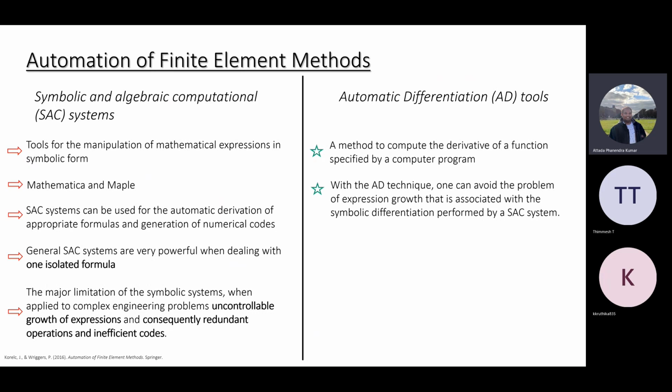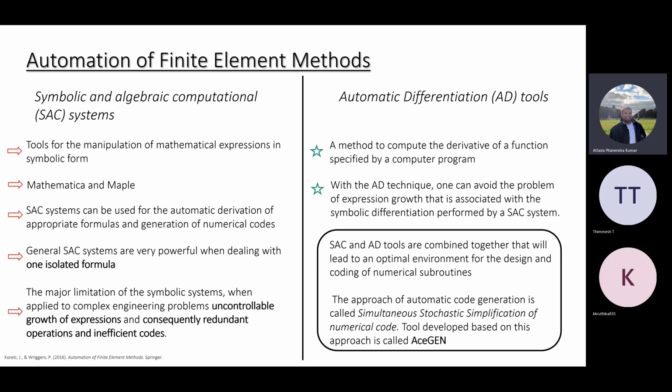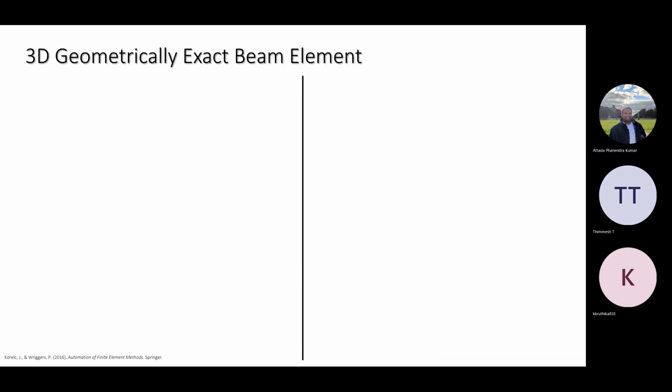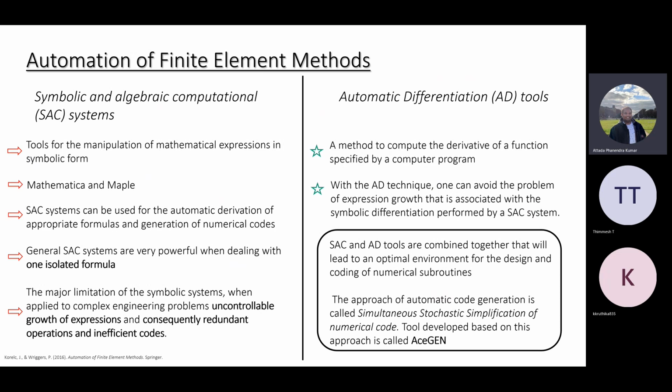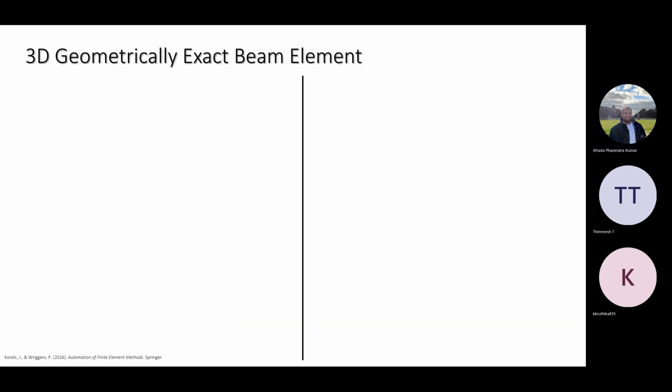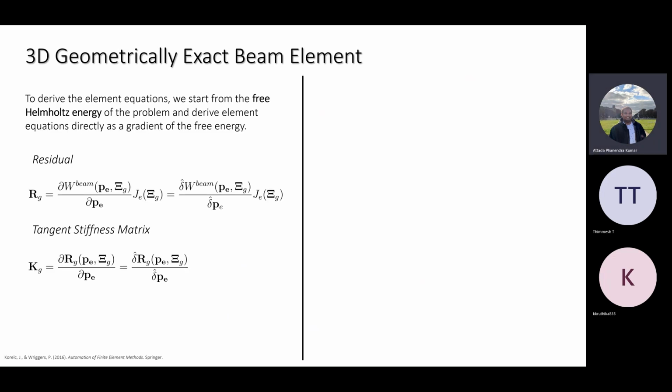But here Korelc, if I'm pronouncing it right, has used this innovative idea to develop a tool called AceGen, where he uses different ideas like automatic differentiation and symbolic and algebraic computational tools to simplify the process of developing code. So he calls it a simultaneous stochastic simplification of numerical code. Now, this results in the 3D geometrically exact beam element.